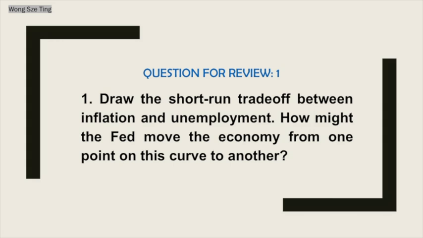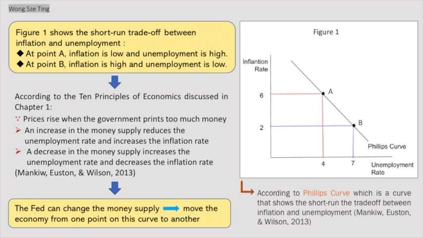Draw the short-run trade-off between inflation and unemployment. How may the Fed move the economy from one point on this curve to another? Firstly, on the right-hand side, we can see Figure 1, which is according to the Phillips curve. In this figure, inflation is low and unemployment is high at point A, and at point B, inflation is high and unemployment is low. This shows the short-run trade-off between inflation and unemployment.